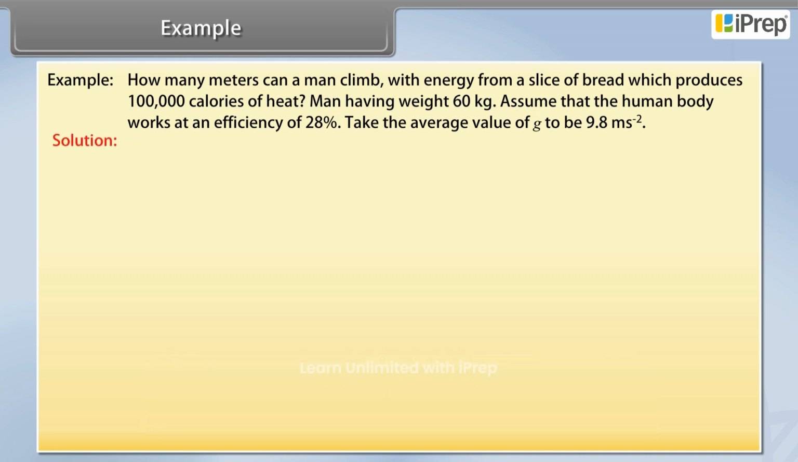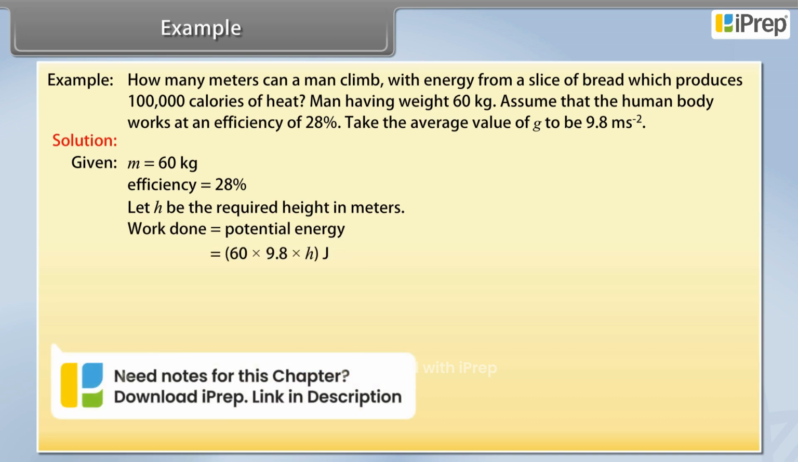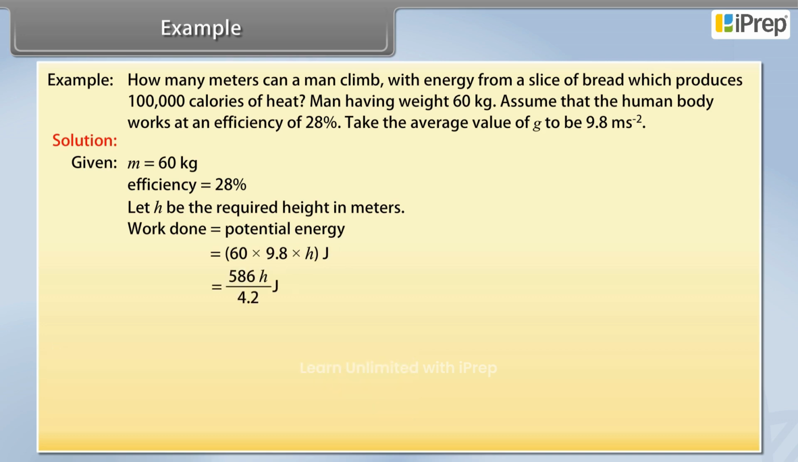Let's see the solution. Here, mass and efficiency is given, which are 60 kg and 28% respectively. Let h be the required height in meters. Now, we know that the work done is equal to potential energy. So, by simplifying it, we get 60 into 9.8 into h joule. By calculating it, we get 586 h per 4.2 joule.